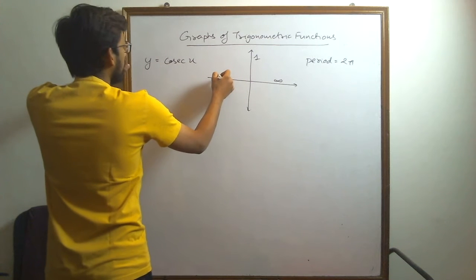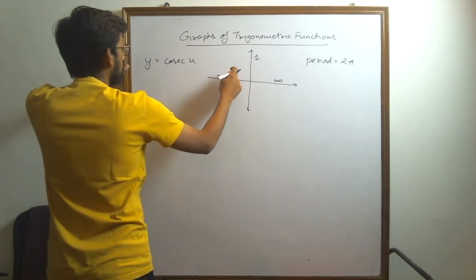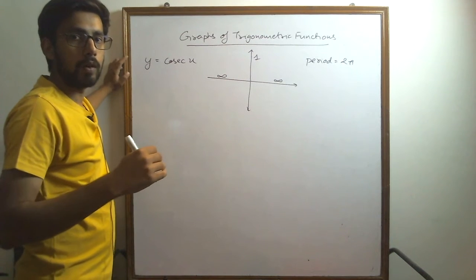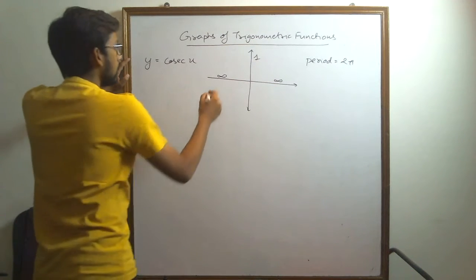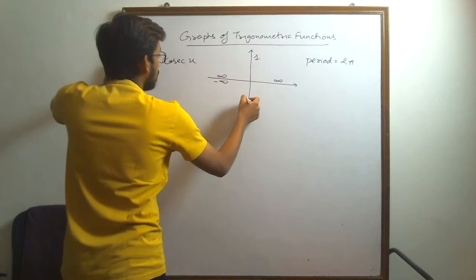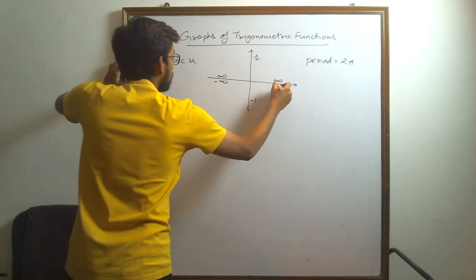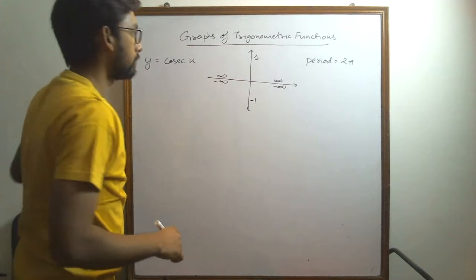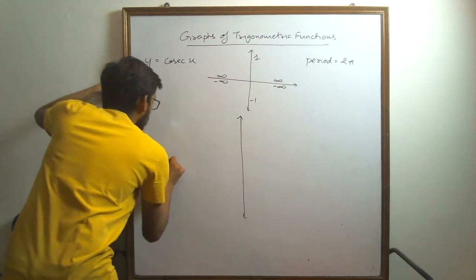At pi, again it will tend towards infinity in the third quadrant just before pi radians. Just after pi radians, the value of cosec x will be considerably high but with a negative sign, so minus infinity just after pi. At 3 pi by 2, value is minus 1, and just before 2 pi, it is minus infinity since it has a negative sign. So using this knowledge, let's make the graph of cosec x.